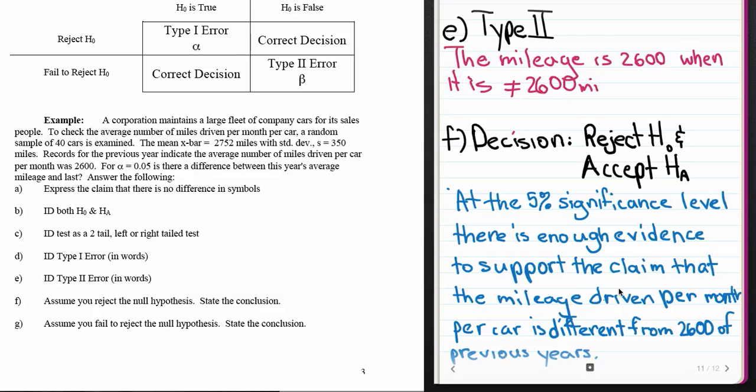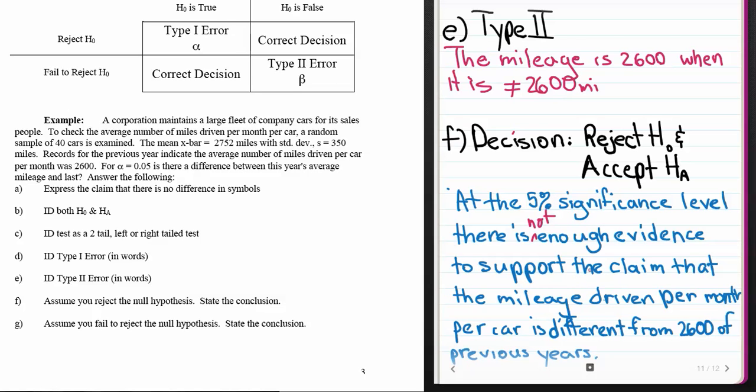So the next one asks us to assume that we fail to reject the null hypothesis. And what I would like to point out is that this can be written exactly the same way. There's only one single little difference, and that is that we would interject into here that there's not enough evidence. But that is the only thing in this entire thing that changes when we change that decision.